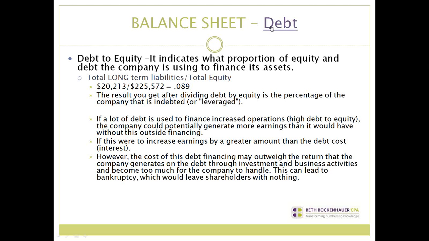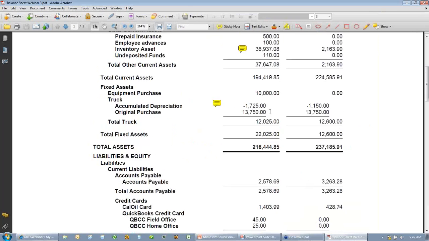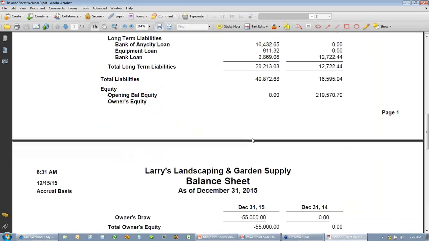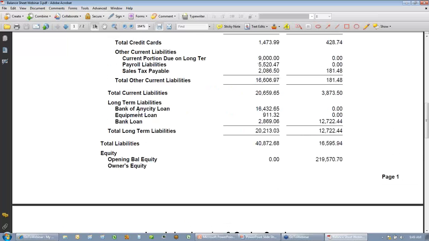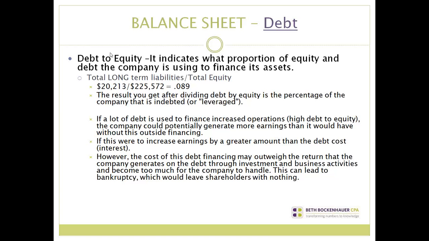So let's take a visual of this here. We have total equity here of $175,572, and we have total liabilities of $20,213. If I go back to my calculation here on my PowerPoint, after I do the calculation I end up with a number of 0.089, basically saying that I have a debt to equity of 8%.